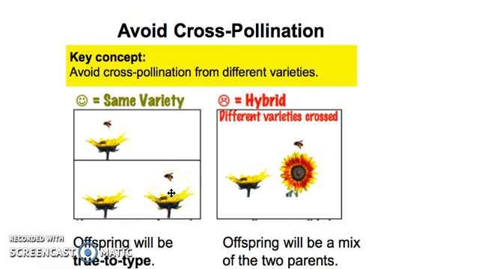Or it could be a different flower on the same plant, or a different flower of the same variety on a different plant, and the pollen goes from this flower over to this flower, and the offspring are going to be true to type, which means they're going to be like their parents. Typically when we're saving seeds, we're trying to avoid this, which is an insect or even the wind taking pollen from one plant of a different variety to the variety we're trying to save, and then the offspring is going to be a mix of the two parents.